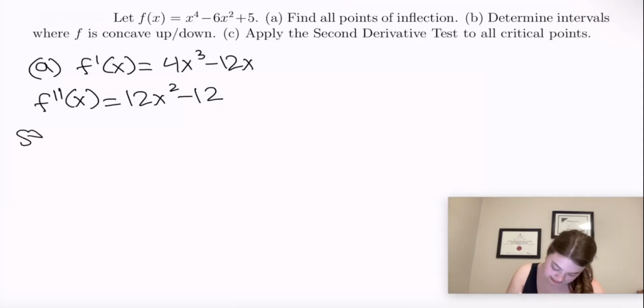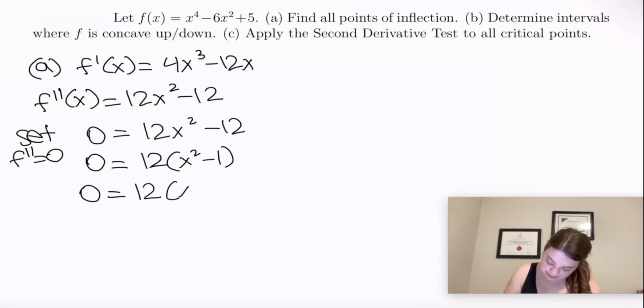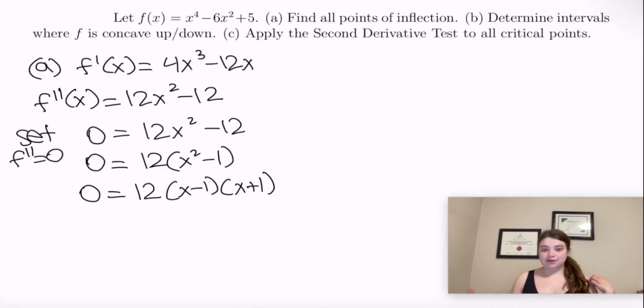So we're going to set the second derivative to 0 and get 0 is equal to 12x squared minus 12. That means 0 is equal to 12 times x squared minus 1. That means 0 is equal to 12 times x minus 1, x plus 1, like that. Okay, so what does that tell us? Well, that tells us that when x is equal to 1 or negative 1, we have a point of inflection.